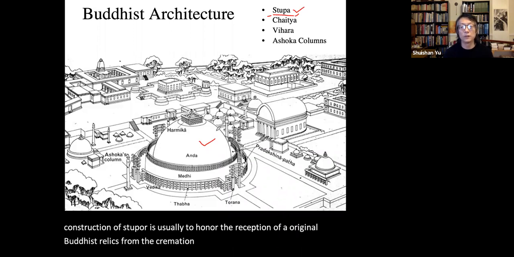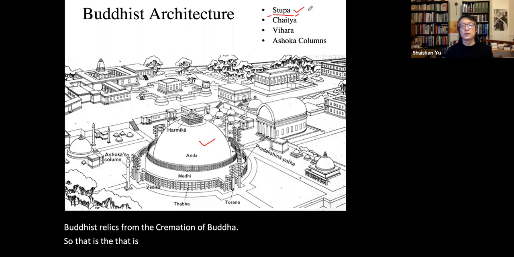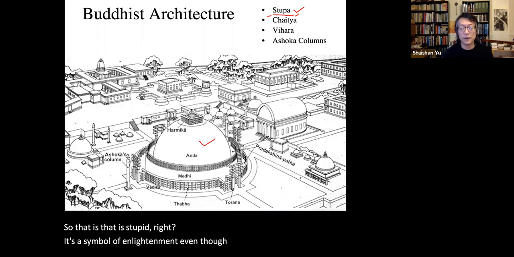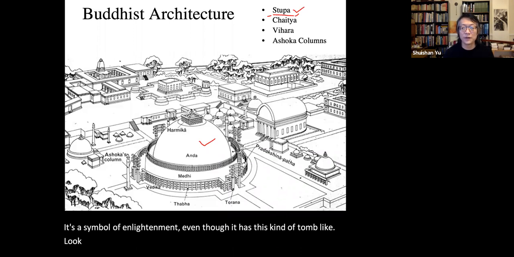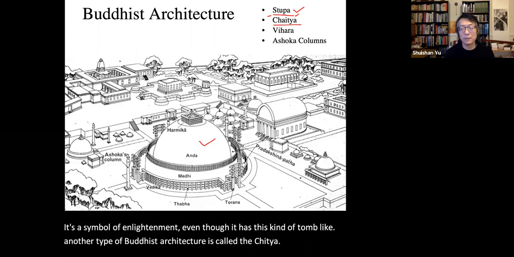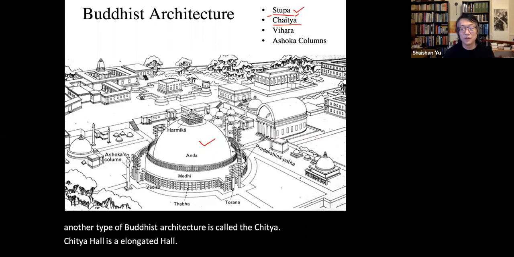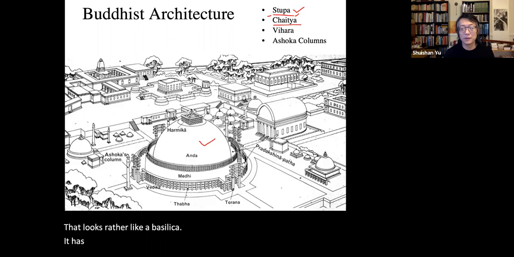So that is stupa, right? It's a symbol of enlightenment, even though it has this kind of tomb-like look. Another type of Buddhist architecture is called Chaitya. Chaitya Hall is an elongated hall that looks rather like a basilica. It has a central aisle with a tall ceiling, a central nave, and a side with a lower ceiling.